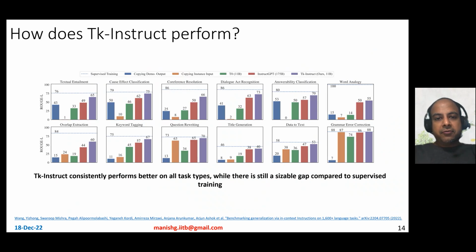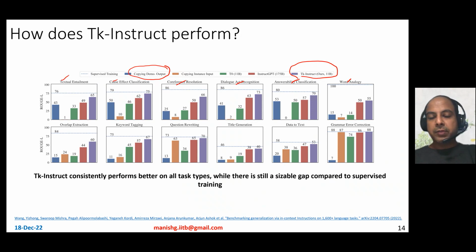So how does Tk-Instruct perform? Well, it performs really well across different tasks. Here are different tasks being shown, right? You see there are like 12 different tasks being shown here. And the output is being shown for various kinds of models. Surprisingly, the copying demo output model is pretty good in some ways, right? It's reasonably good. However, of course, the best model is Tk-Instruct with 11 billion parameters. It's better even compared to InstructGPT, which is 16x the size of the model.